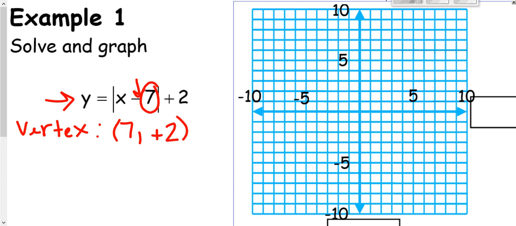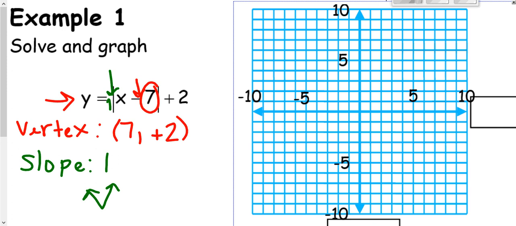So that's our vertex. Our slope, we want to look in front of the absolute value bars, and in this case there's nothing there, so it's kind of like that invisible 1. So our slope is a positive 1, and because it's positive, that means it's going to open up.